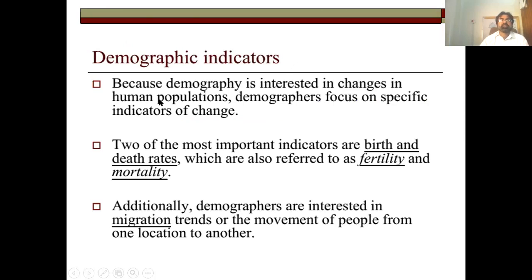Demographic indicators. Because demography is interested in changes in human population, demographers focus on specific indicators of change. Two of the most important indicators are birth and death rates, which are also referred to as fertility and mortality. Additionally, demographers are interested in migration trends, or the movement of people from one location to another, which affects the number of people living in a geographical area, meaning it affects the population size.